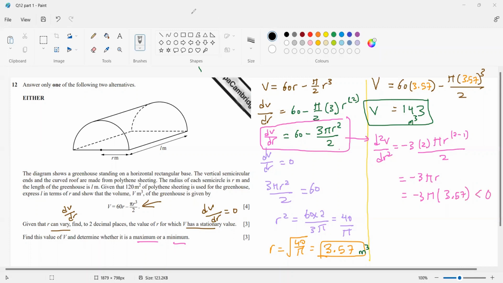It's obviously negative, and the negative here indicates a maximum. That means V is a maximum. The largest volume it can take under these conditions is approximately 143 cubic meters, and it happens when the value of r is about 3.57 meters. Those are the answers. Thank you.